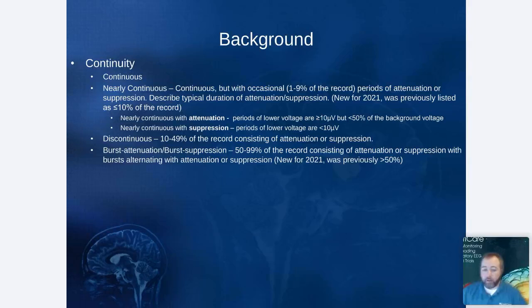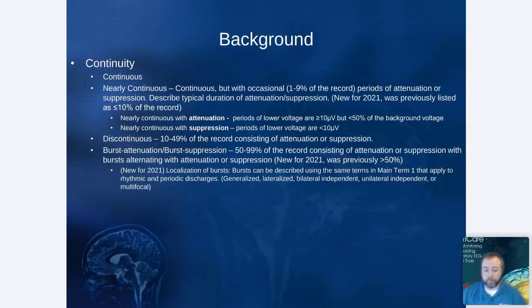Now I got continuity taking up the whole slide here because the next one is going to be burst attenuation or burst suppression. And that's when 50 to 99% of the recording is full of attenuation or suppression, with bursts alternating with attenuation and suppression. Again, just some technicality changes for 2021. They just adjusted the numbers slightly to make it make more sense.